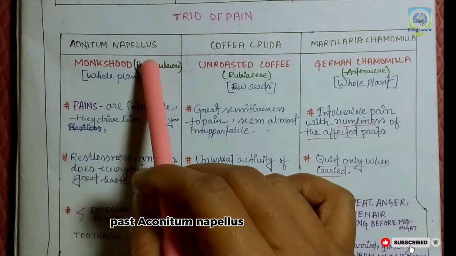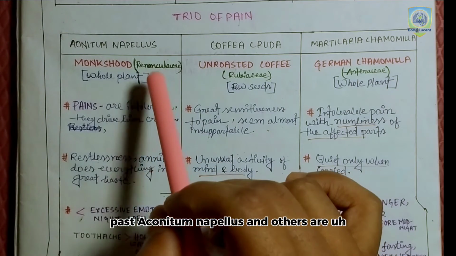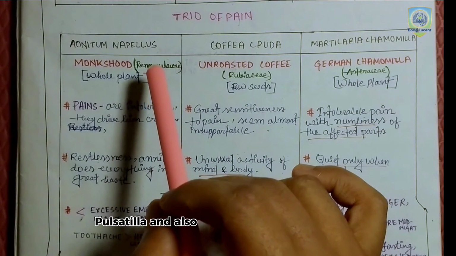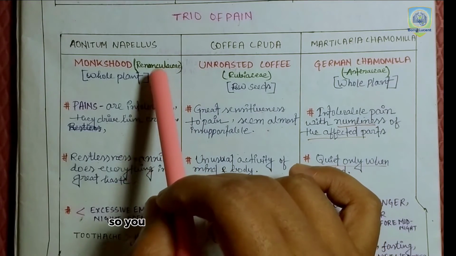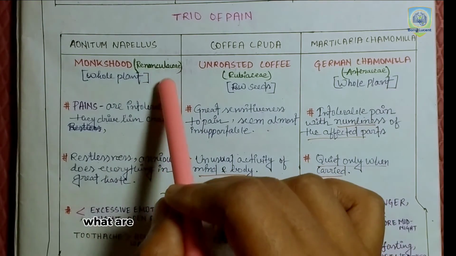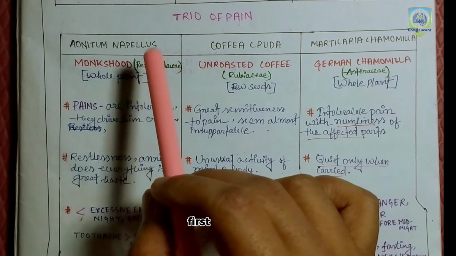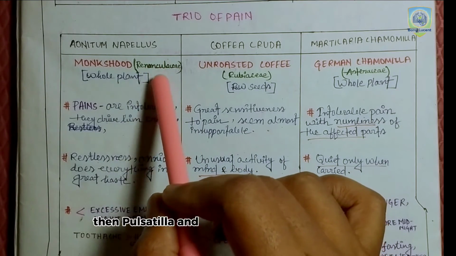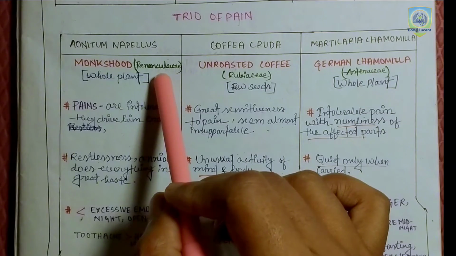First, Aconitum napellus, and the others are Pulsatilla and Staphysagria, and others also. So you must remember, because it's frequently asked in viva questions: what are the medicines from the Ranunculaceae family? First Aconitum, then Pulsatilla and Staphysagria, and others also.